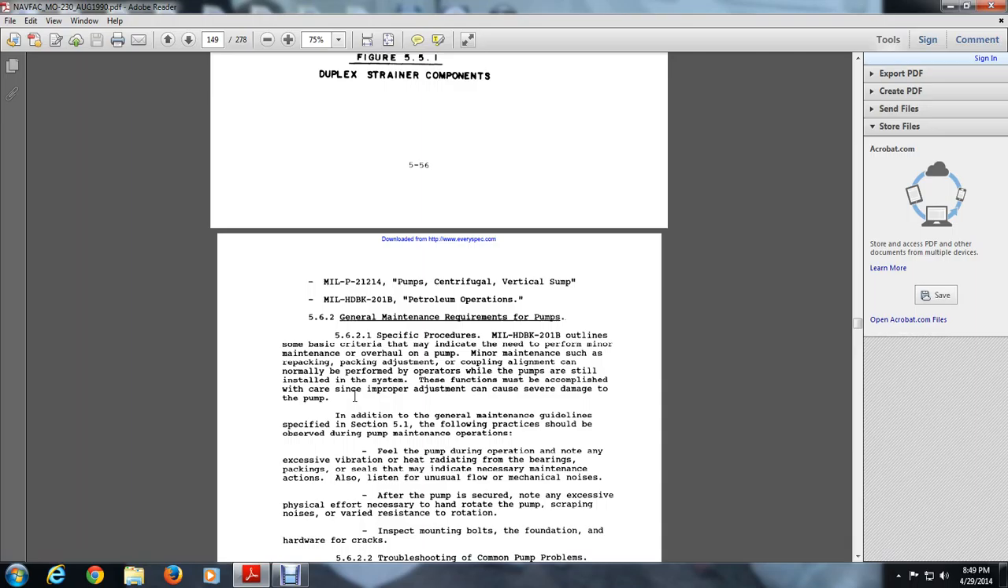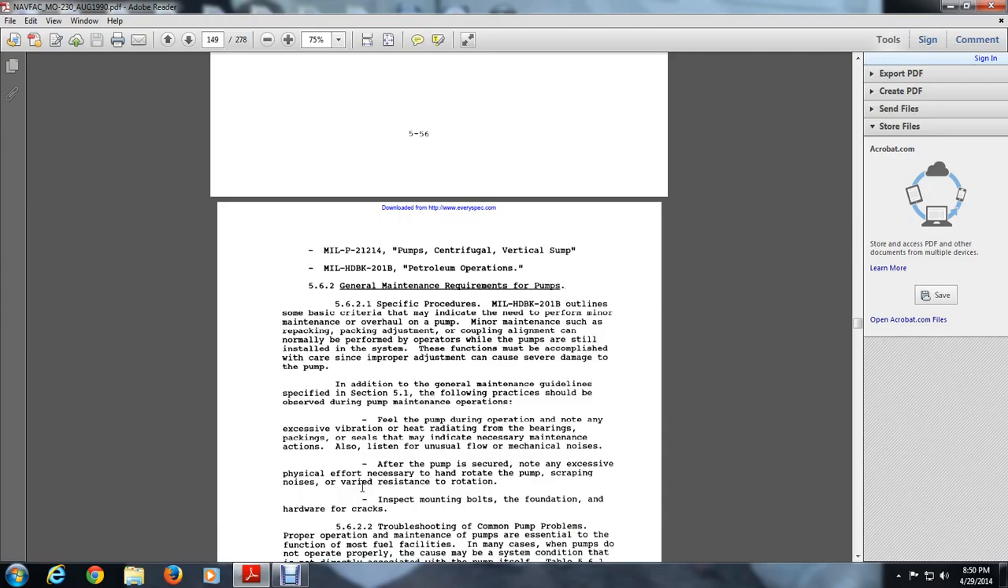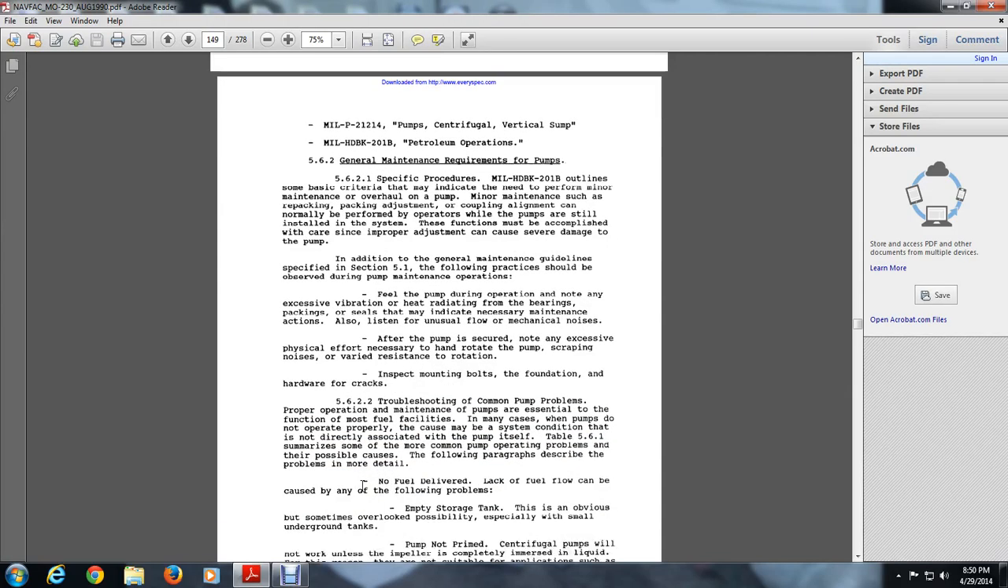The additional general maintenance guidelines are specified in section 5.1. The following procedures should be observed during maintenance operations. Observe the pump during operation, noting excessive vibration, heating or radiation of the bearings and packings, the sealing, the indicating instruments, and necessary maintenance actions, and listening for unusual flow or mechanical noise. After the pump is secured, note any excessive physical effort necessary for hand rotating of the pump, scraping noise or verified resistance to rotation. Inspect mounting bolts, foundation hardware, and cracking.